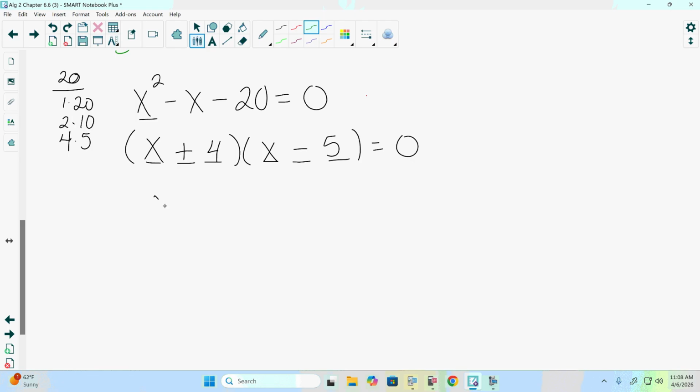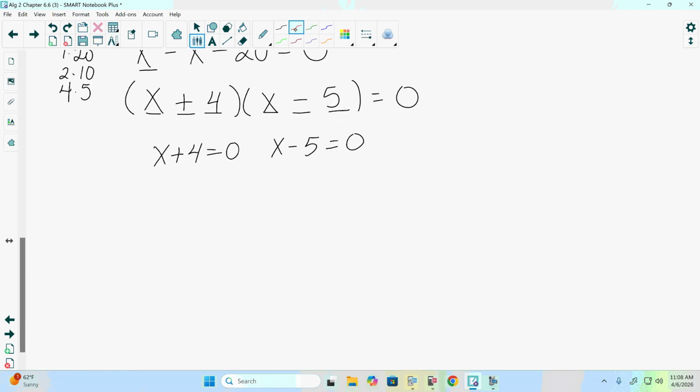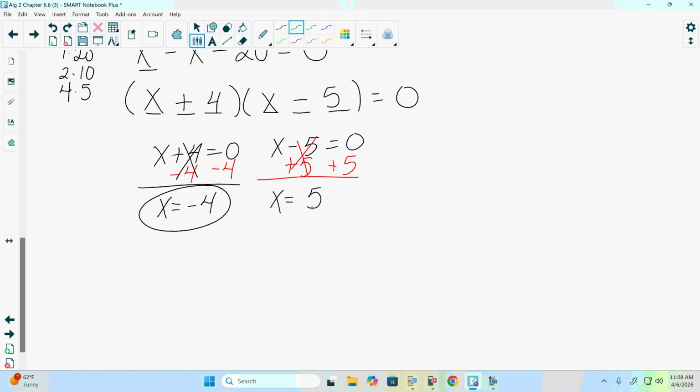Now at this point here, we do have two things multiplied together to equal 0. So one of these is going to have to equal 0. At this point here, our x plus 4, we would subtract 4 from both sides, telling us x is equal to negative 4. With our x minus 5, we would add 5 to both sides, telling us x is equal to 5.